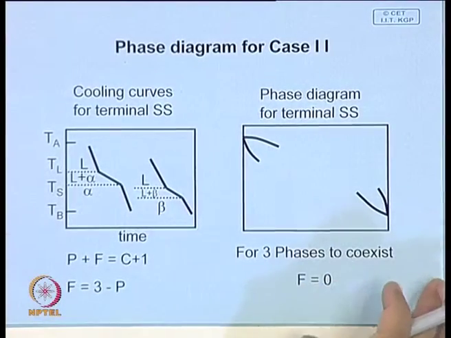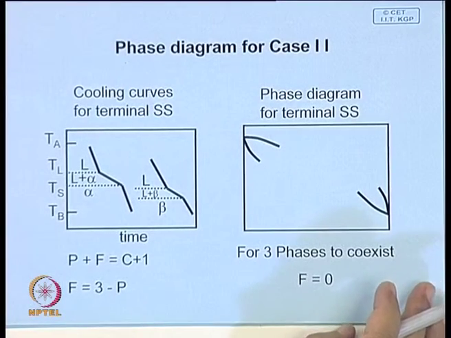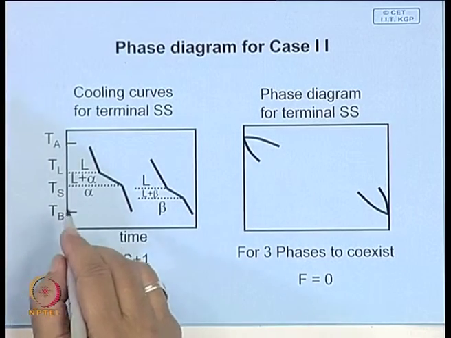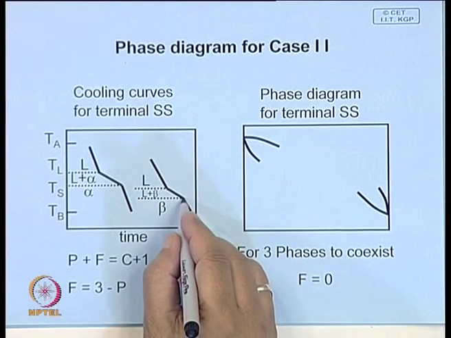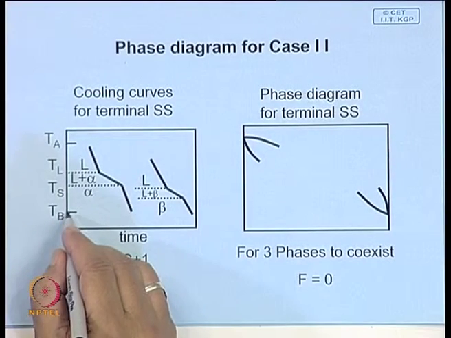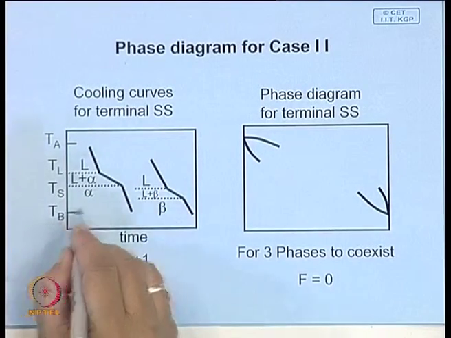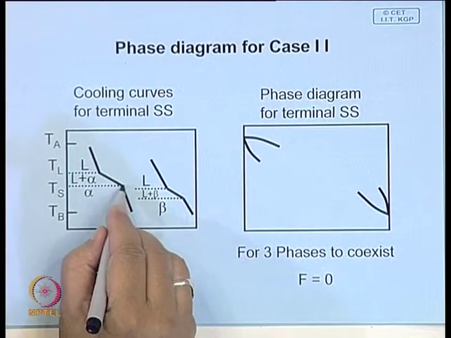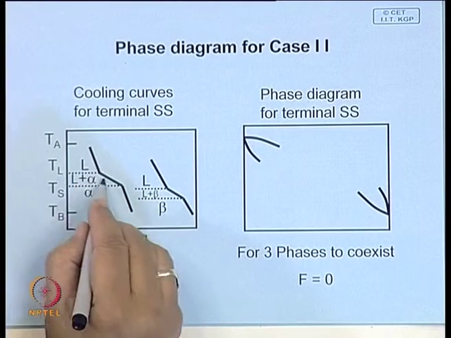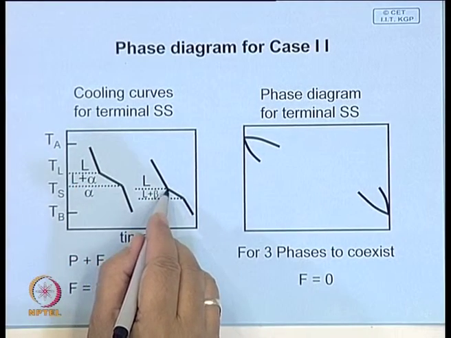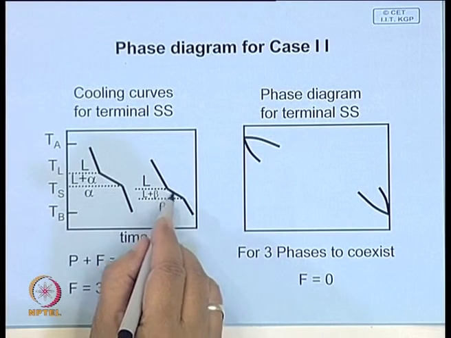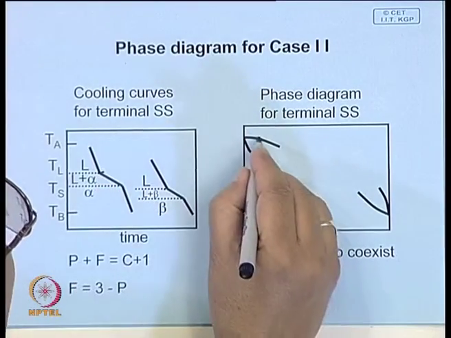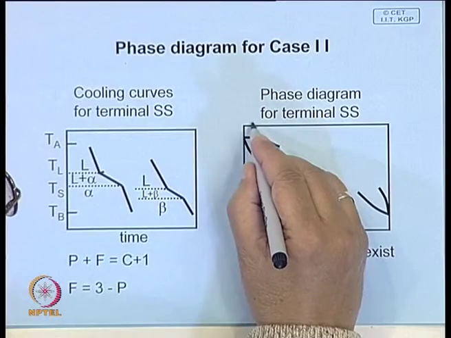Now, let us take up case 2. In this case, the B rich solid solution solidifies at a temperature higher than the melting point of B. Let us say this is the solidification curve for the terminal solid solution alpha, and this is the solidification curve for the terminal solid solution beta, and in this case you draw this liquid as TL, say suppose this is the composition.